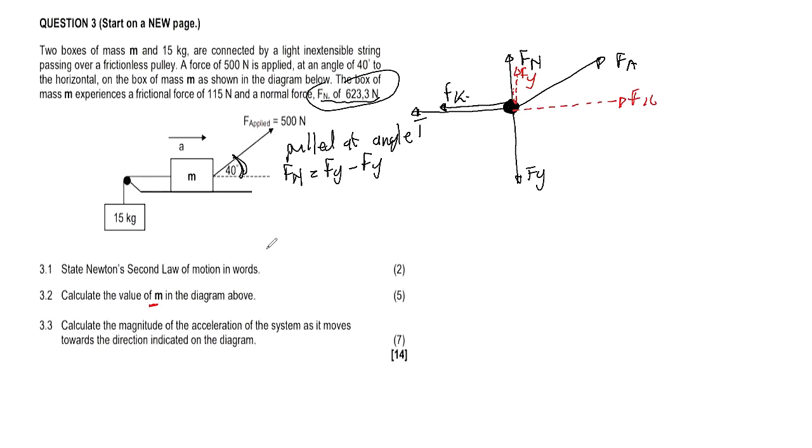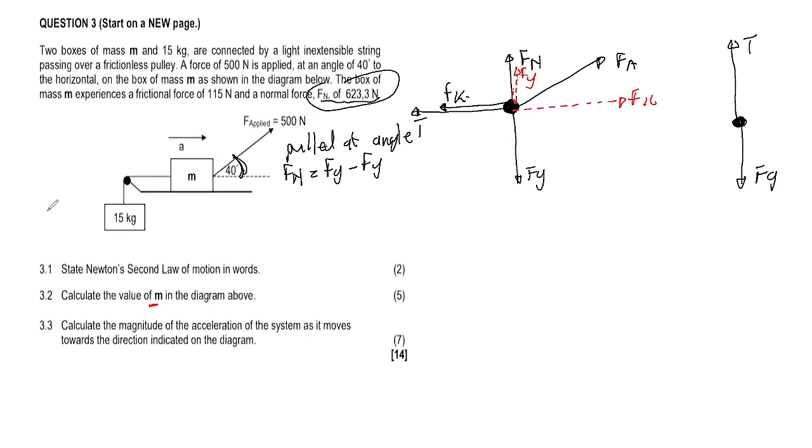Okay, so we have 3.3. It says calculate the magnitude of the acceleration of the system as it moves towards the direction indicated on the diagram. So it's moving to the right. So that means this 15 kg block will be moving upward. Now we did speak about this to say that if it's moving upward like that, then tension needs to be longer than Fg here, right? So that's how we'll be drawing the 15 kg.